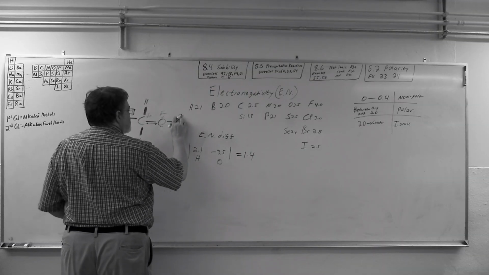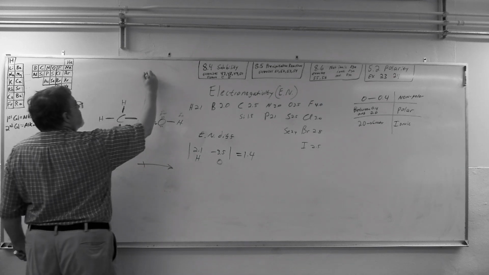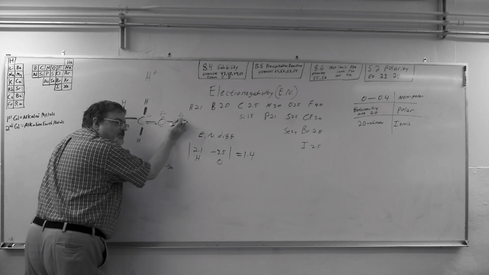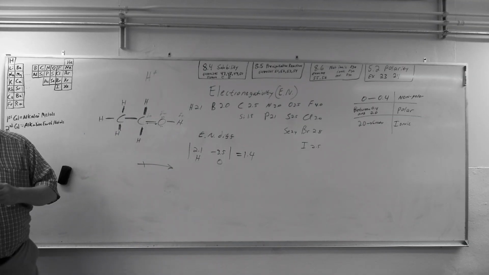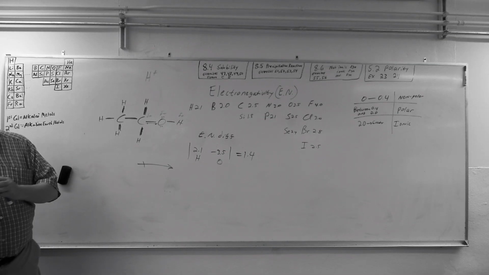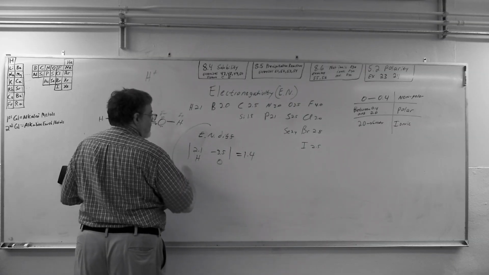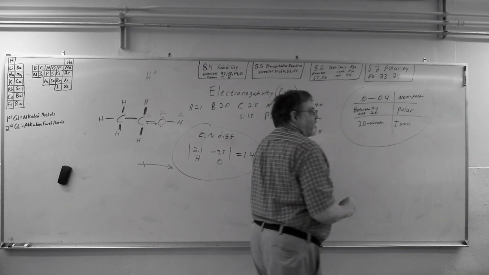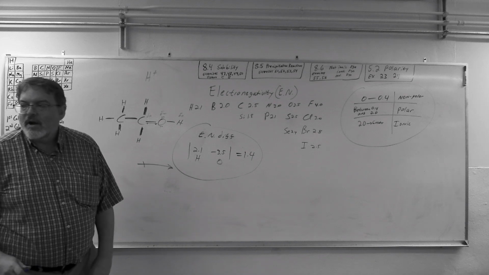The lowercase delta just means slightly, meaning that's a full plus charge. This is a partial plus charge, less than the overall charge. This is a partial negative charge, not a full negative charge. That's polar. The trick to polarity, so you need to be able to do this. I don't mind giving it to you for a test, but those pieces of information, plus these numbers on the periodic table, you can figure out polarity.